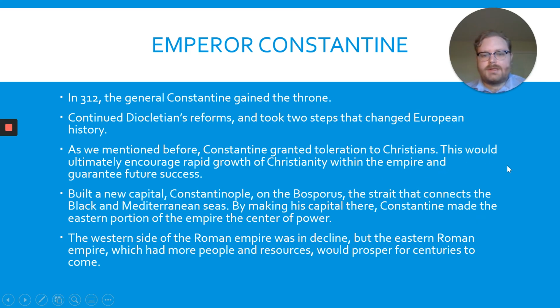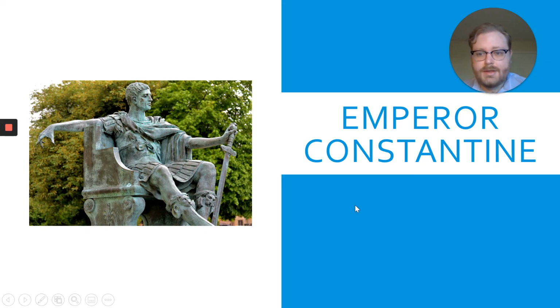By making his capital there, Constantine made the eastern portion of the empire the center of power. This had already started under Diocletian, but with the new capital being in Constantinople, instead of in Rome, even though the Roman Empire is named after the city of Rome, the eastern portion of the empire is now becoming the center of power. So the western side of the Roman Empire, the one that we more usually think of as being Rome traditionally, was in decline, but the eastern side, which had a lot more people and resources, would continue to prosper for centuries to come. And this is a statue of Emperor Constantine right here.